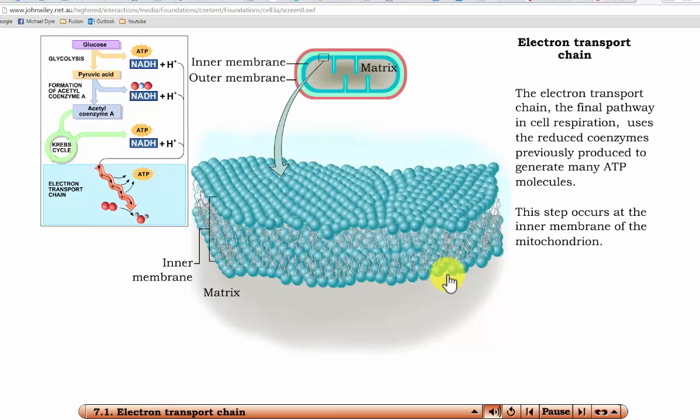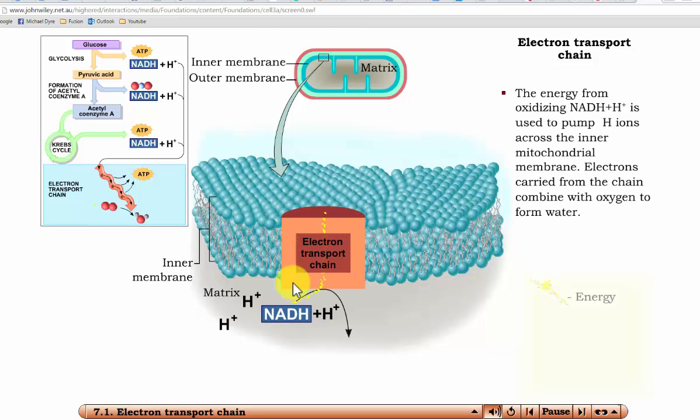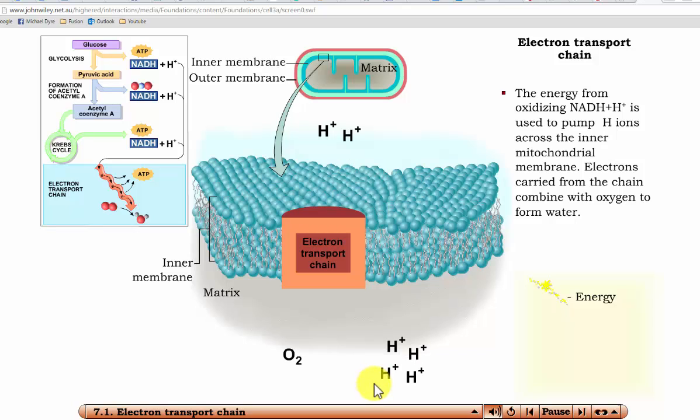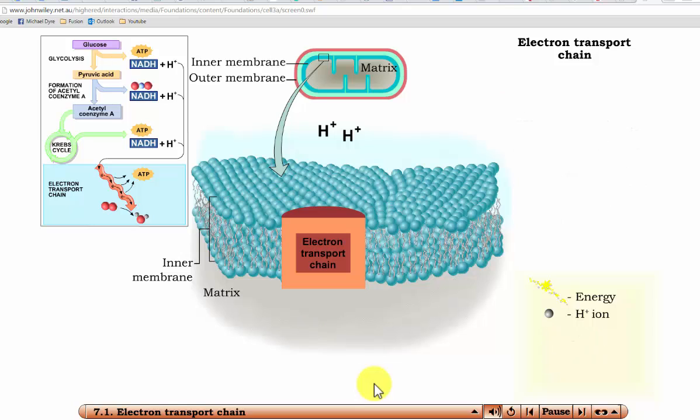During the last step of aerobic cell respiration, the reduced coenzymes are used to generate ATP. This final pathway occurs in the mitochondrion and is known as the electron transport chain. When the reduced coenzymes are oxidized, the energy is used to pump hydrogen ions across the inner mitochondrial membrane. Hydrogen pump requires energy. Water is formed from this step as the hydrogen atoms are released and combined with oxygen. And there's the water from cellular respiration.